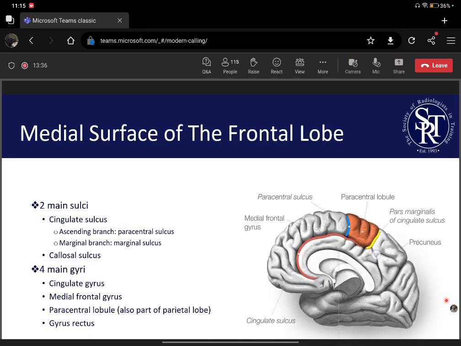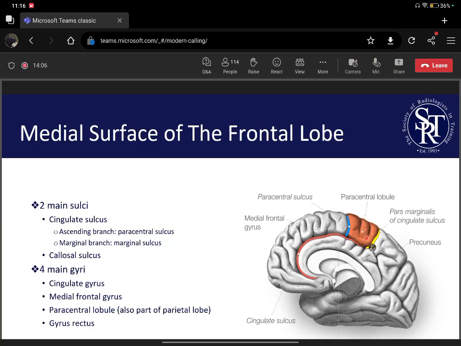All right, let's move on now to the medial surface of the frontal lobe. There are two sulci here to identify. We have the cingulate sulcus, and we have the callosal sulcus just above the corpus callosum. And the cingulate sulcus will give off an ascending branch known as the paracentral sulcus, and a marginal branch known as the marginal sulcus. And this will divide the medial surface into four gyri. We have the cingulate gyrus, the medial frontal gyrus, the paracentral lobule.